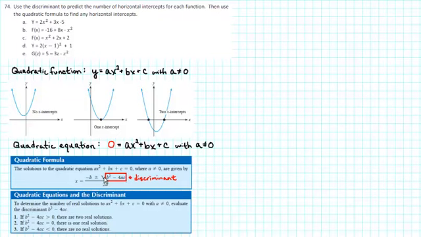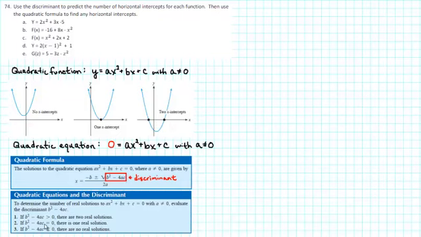That's because when we take the square root of a positive number, we get a real number, so when we add or subtract that real number, we'll end up with two different solutions, and it will be the case that the quadratic function will have two horizontal intercepts.